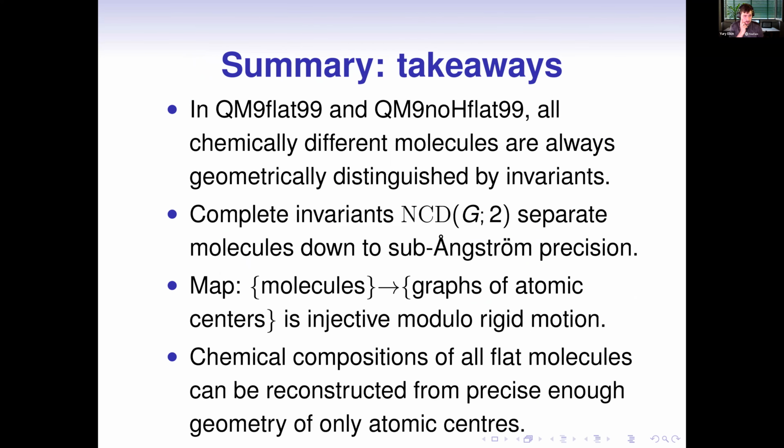And here's the summary slide. In both data sets we have always distinguished those geometrically, and LCD2 does it very well. And the map that we have shown is actually complete and injective and so on, and yeah, the chemical compositions can be reconstructed from the geometry.